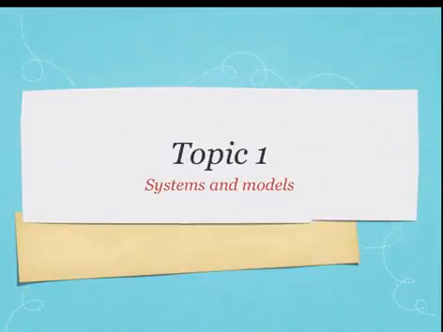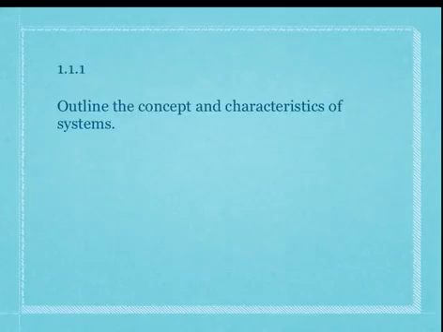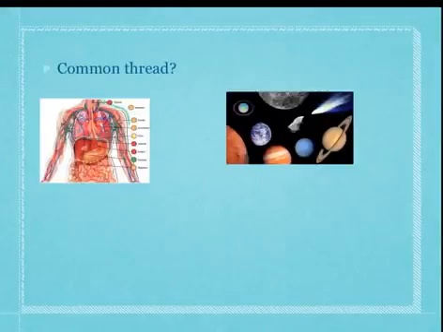In topic 1, we look at the different concepts and characteristics of systems, and we see how these systems, and later on how models, are applicable to environmental science and how all of this lets us see the big picture. So the first one we look at specifically is what a system is.